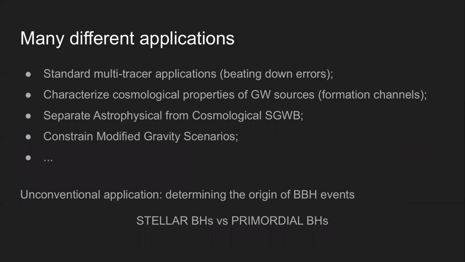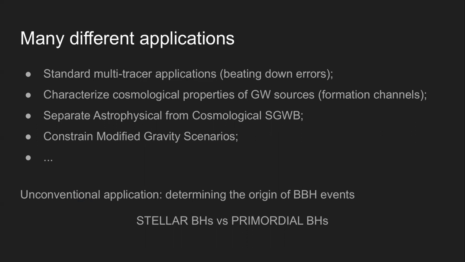Once we have these two maps, we can combine them and hope to extract a lot of information, which can range from standard multi-tracer applications, where you take two tracers and beat down your errors on your cosmological parameters. But apart from this standard application, which is still interesting, you can hope to characterize the cosmological properties of gravitational waves.